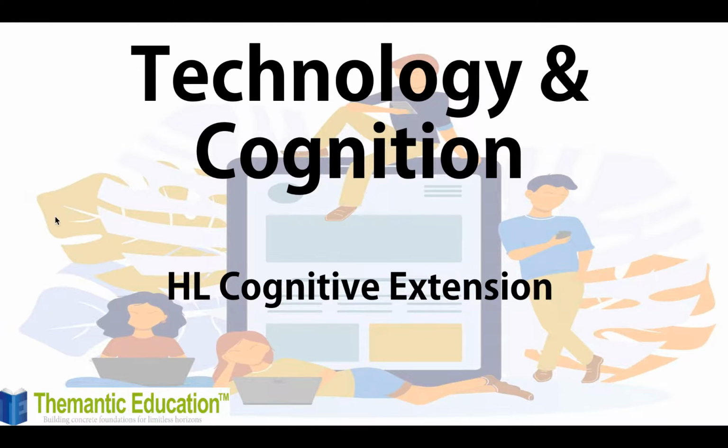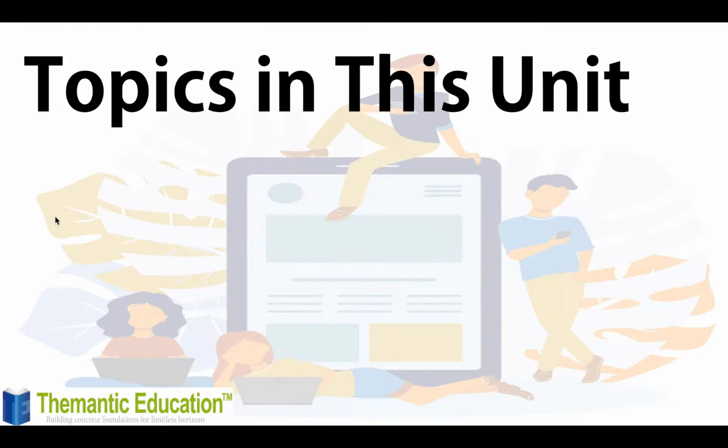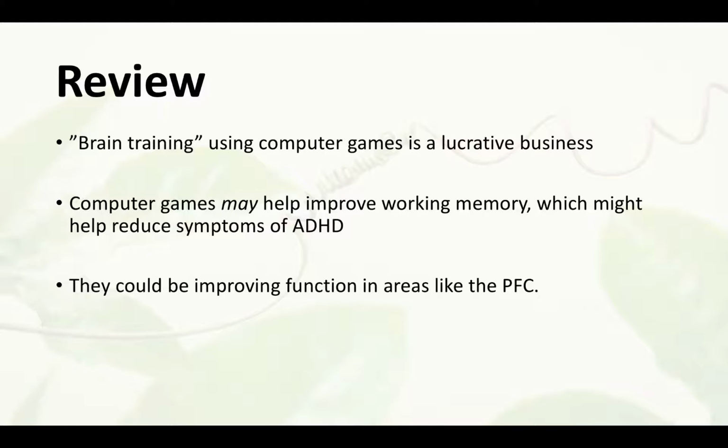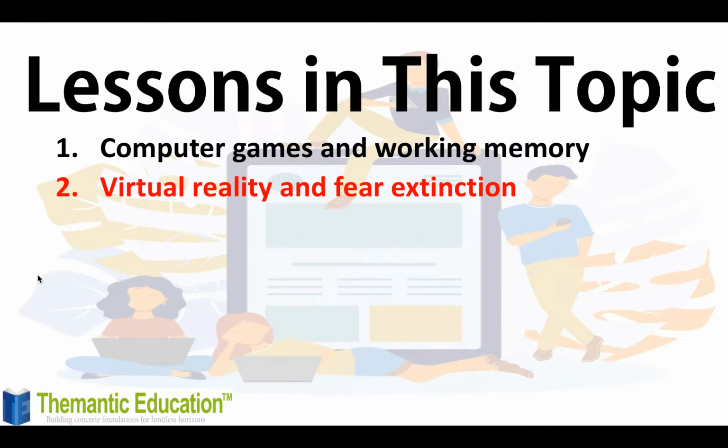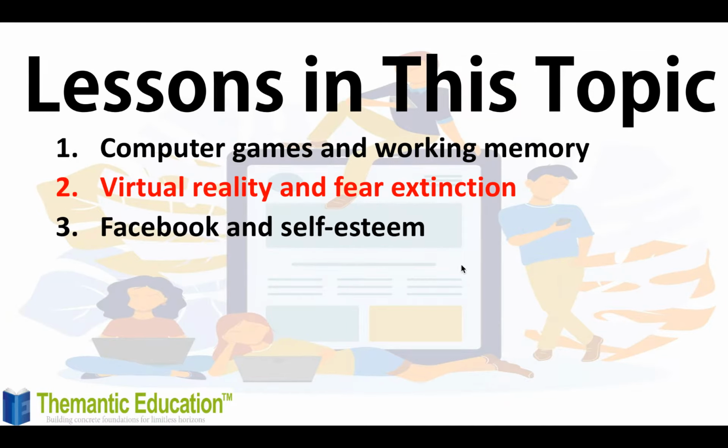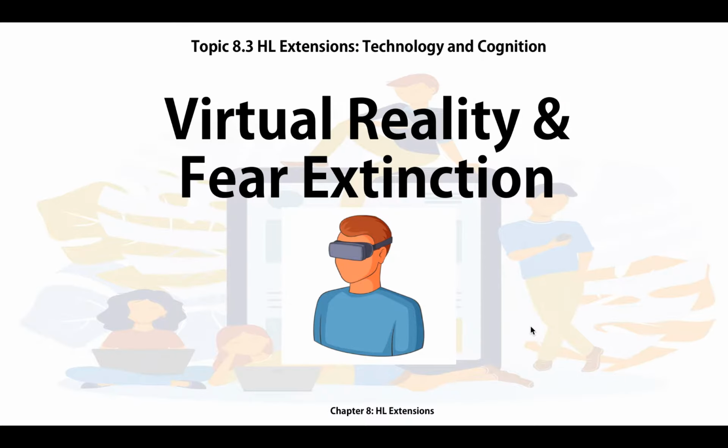All right, so we're going to have a lesson summary of the second lesson in the Technology and Cognition Extension Unit. So we're still looking at positive effects of technology on cognition. So just a slide here to review what we did in the last lesson, and then now we're looking at virtual reality and fear extinction. This is overlapping with content in the PTSD unit if you've taught that.